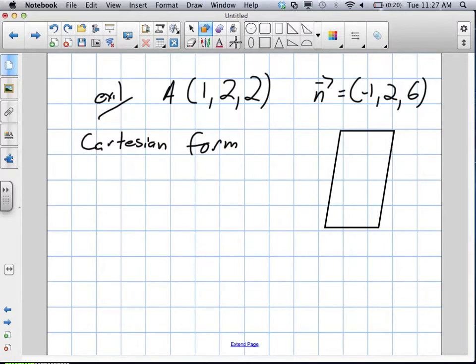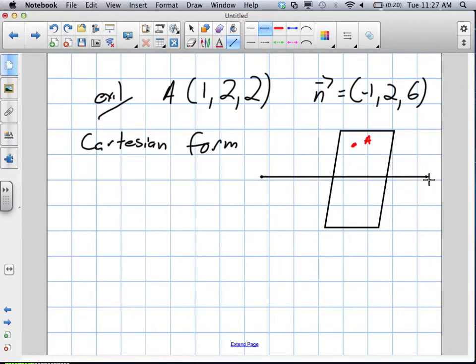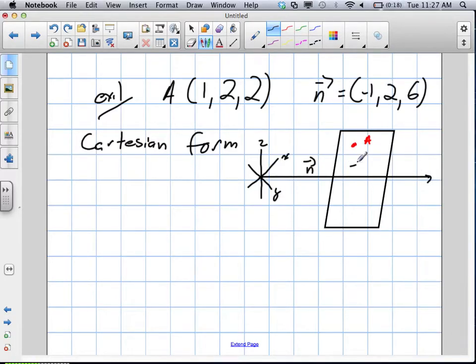Okay, so let's try to visualize what we're looking at here. Here's our plane. We have a point on the plane. We'll say that's point A. And we have a normal to this plane. We'll call that the normal. Okay? And remember, imagine this is 3 space here. There's that x, y. The normal is coming from the origin, okay? And the normal is represented at -1, 2, and 6. That's the directional vector for the normal.